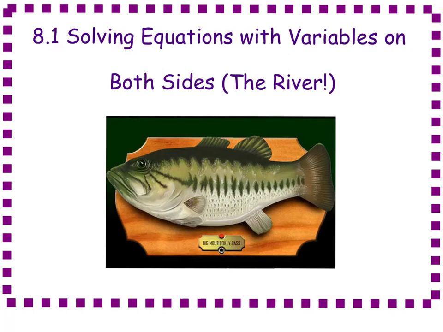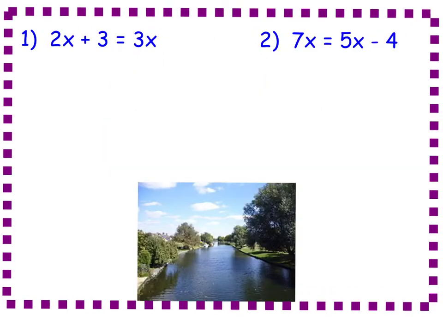Hi, let's go ahead and solve some equations that have variables on both sides. Okay, in order to solve this first equation, we first need to find where our variables are located. I see that I have a 2x on the left side and a 3x on the right side. Now, typically, we've only done equations so far where there's only variables on one side of the equation.